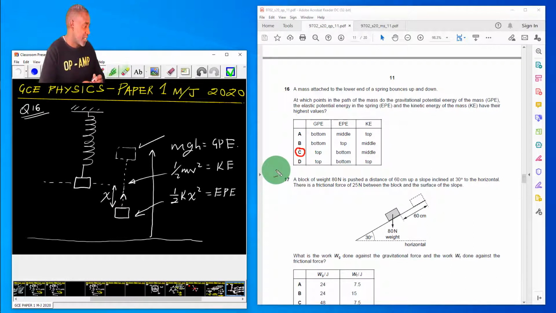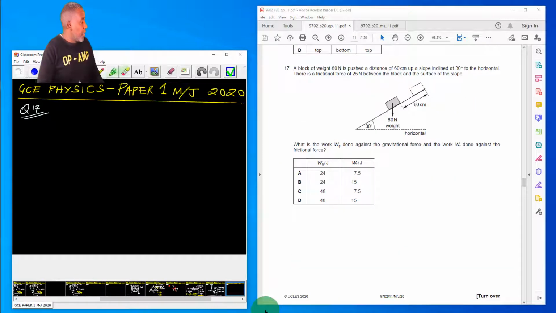Next, let's look at question 17. In question 17, what are we given? We are told a block of weight 80 newtons is pushed a distance of 60 centimeters up a slope inclined at 30 degrees to the horizontal. There is a friction force of 25 newtons between the block and the surface of the slope. And the information is illustrated here. What is the work WG done against the gravitational force, and the work WF done against the frictional force?